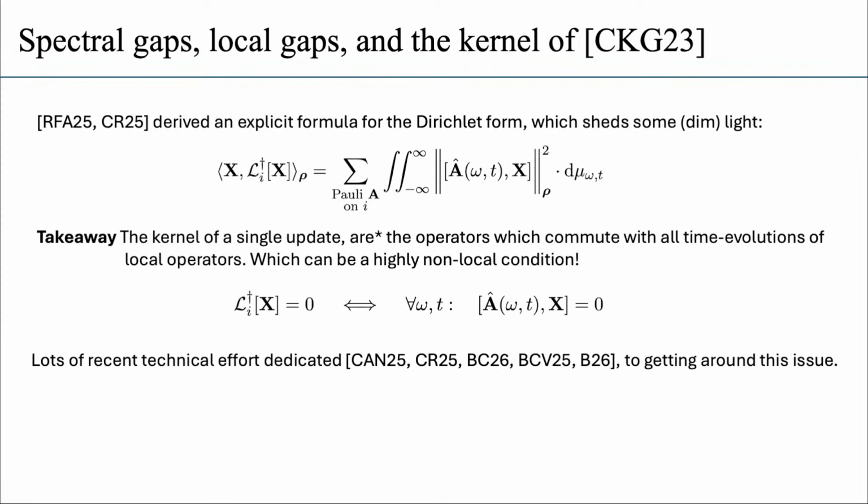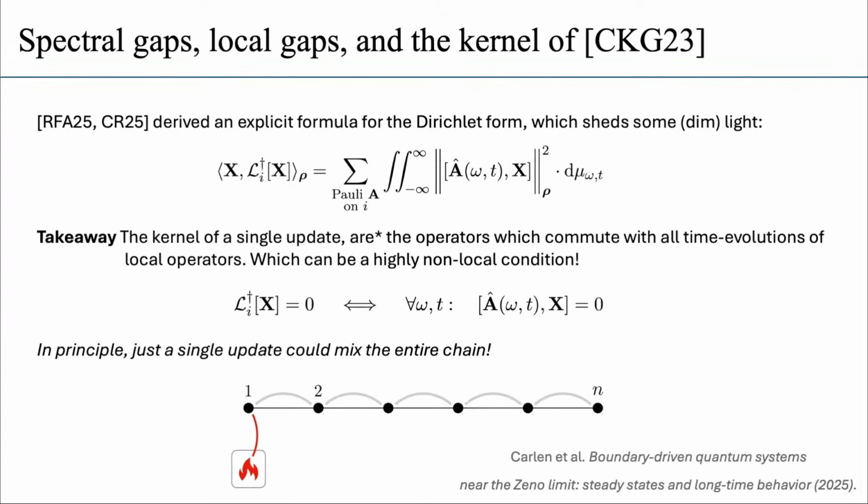Okay, so this seems to be a really fundamental issue that we don't know how to locally characterize states that are stationary under local updates. This seems to be a fundamental quantum phenomenon. In particular, under the CKG Lindbladian, you can imagine having a spin chain and you only update a single qubit at the boundary of the spin chain. It's entirely conceivable that that could mix the entire chain for a sufficiently non-commuting system.